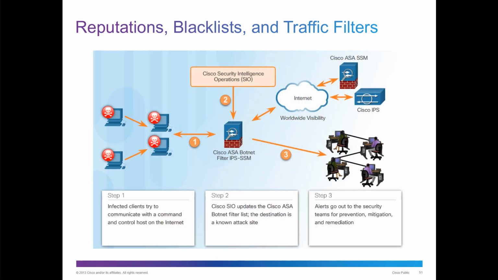That way, our Security Intelligence Operations, SIO, would have the ability to help filter that traffic. Step 1, infected clients try to communicate with a CNC on the network. The SIO updates the Cisco ASA botnet filter to maybe block the destination. The alerts will go to the security team instead of the CNC server.